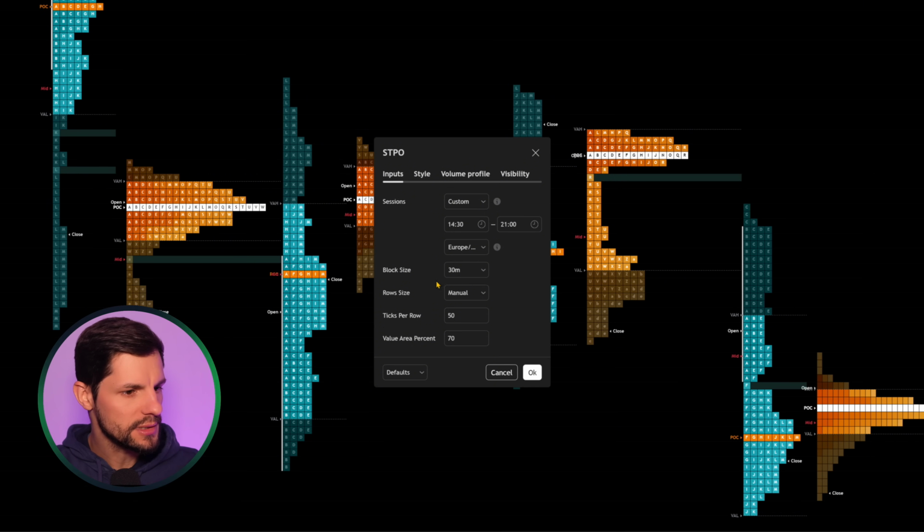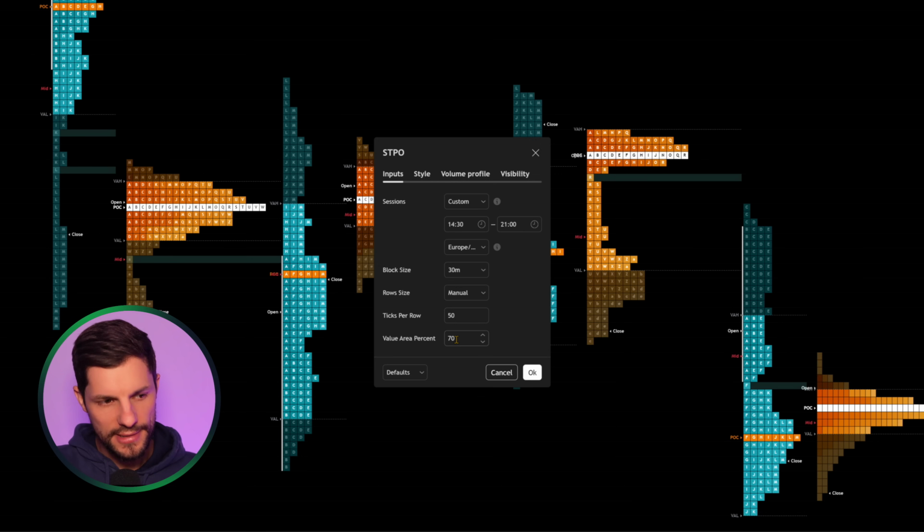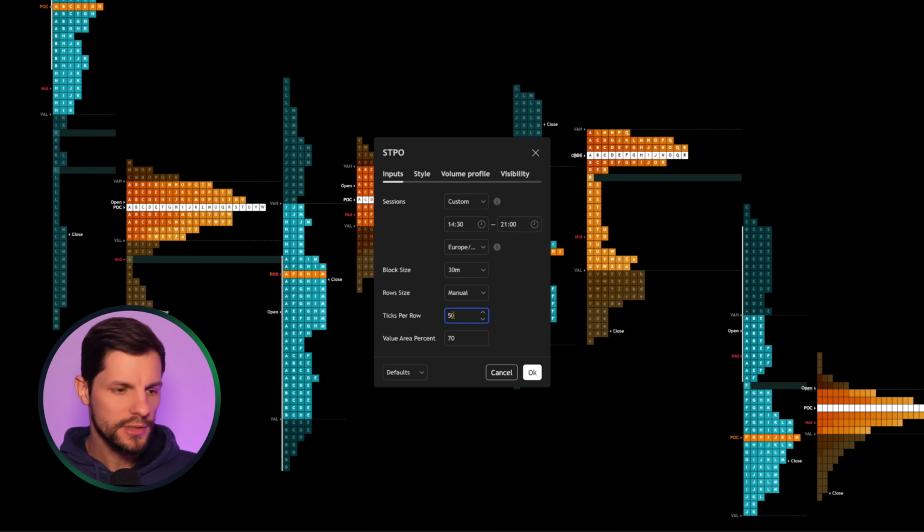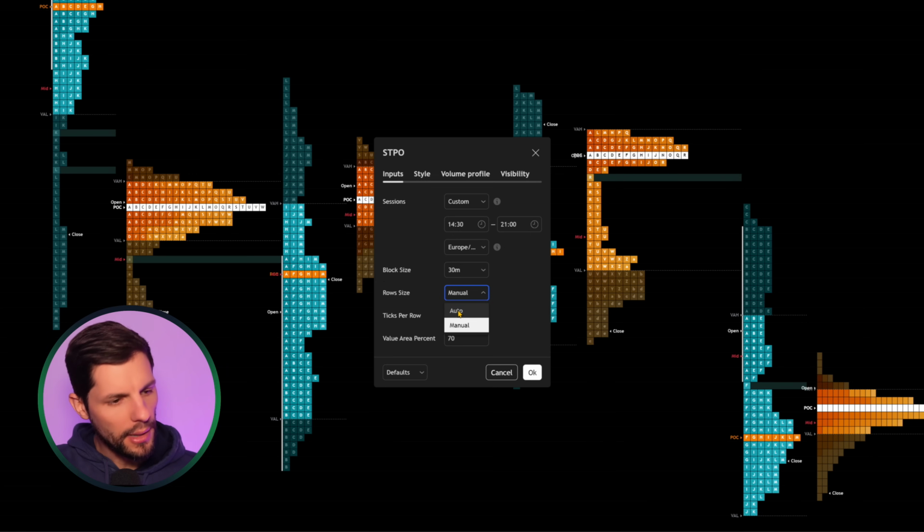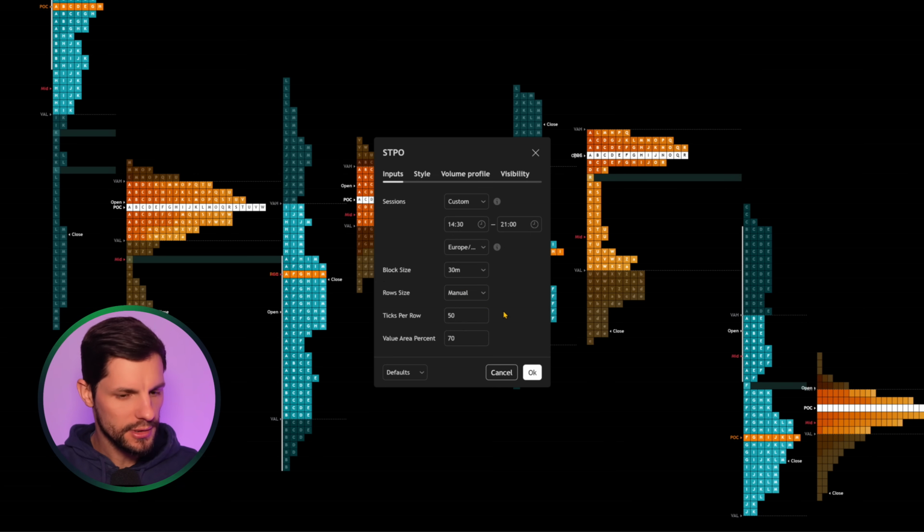And then obviously for the value area it is going to be 70 percent, with ticks per row. This is going to depend on the asset. You can always use manual or automatic, but I prefer to set manual because it's easier for me to choose exactly what I want to see. But what this is going to do is give you granular price action.